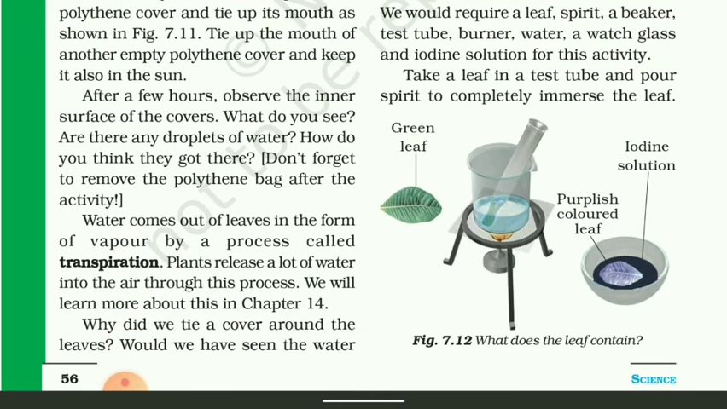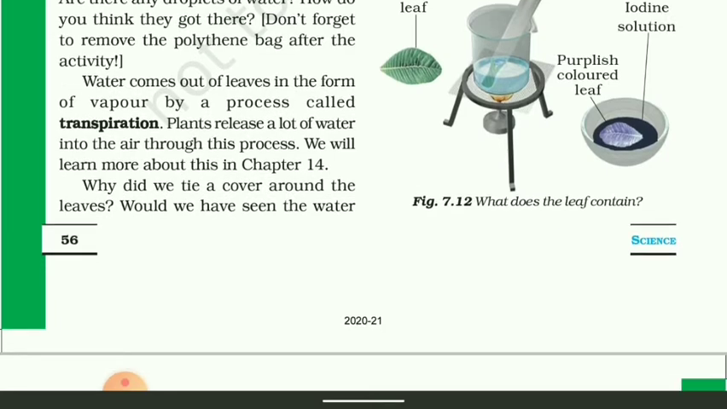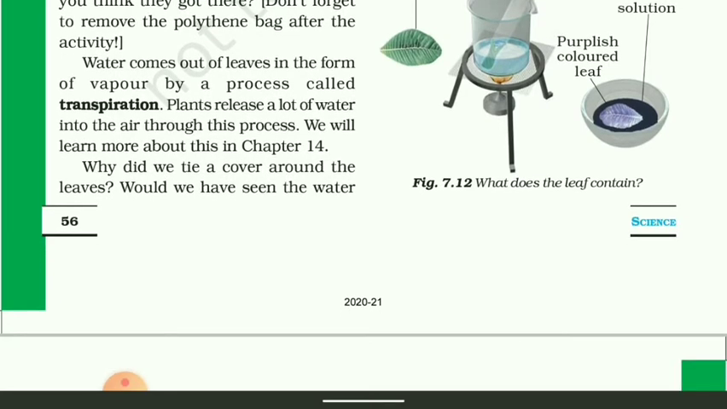After a few hours, observe the inner surface of the covers. What do you see? Are there any droplets of water? How do you think they got there? Don't forget to remove the polythene bag after the activity. Water comes out of leaves in the form of vapor by a process called transpiration. Plants release a lot of water into the air through this process. We will learn more about this in chapter 14.